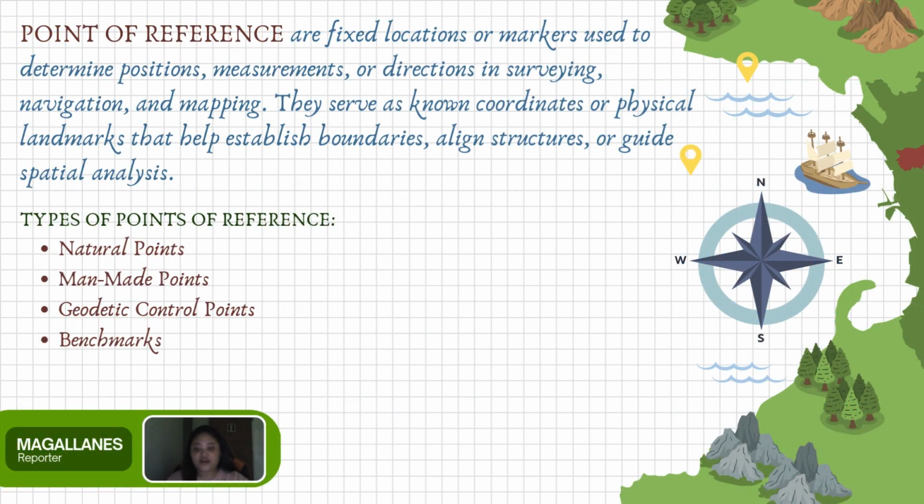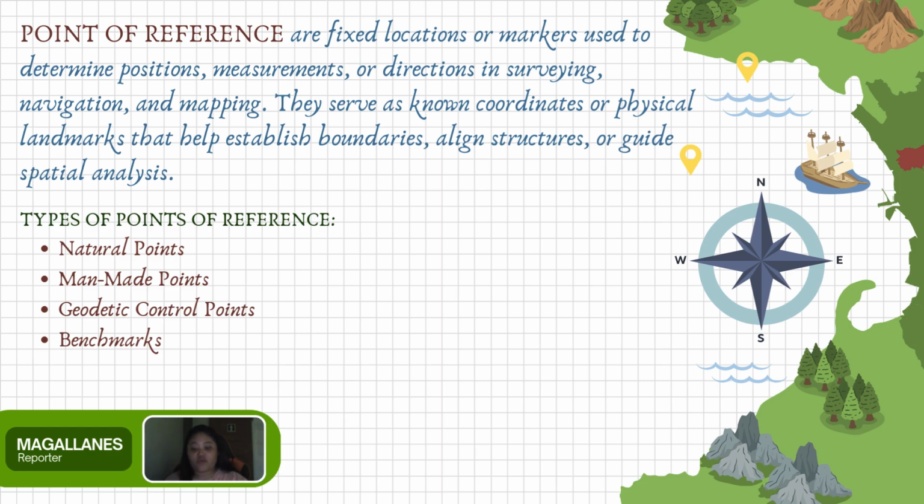Now, let's talk about points of reference. Points of reference are fixed locations or markers used to determine positions, measurements, or directions in surveying, navigation, and mapping. They serve as known coordinates or physical landmarks that help establish boundaries, align structures, or guide spatial analysis.